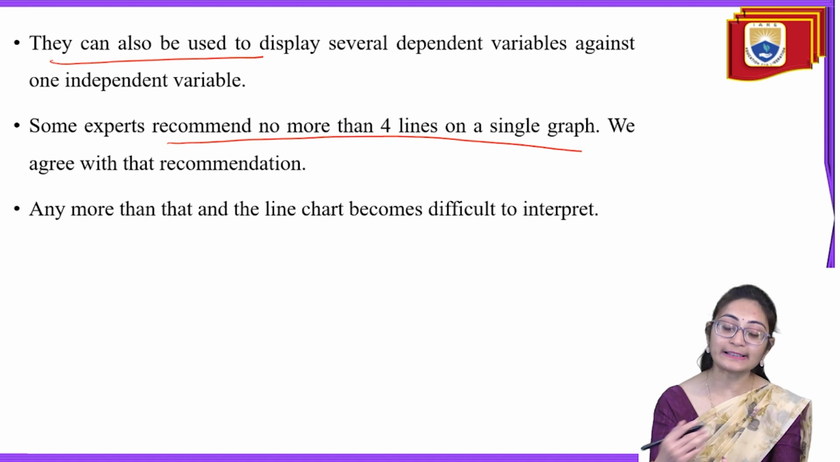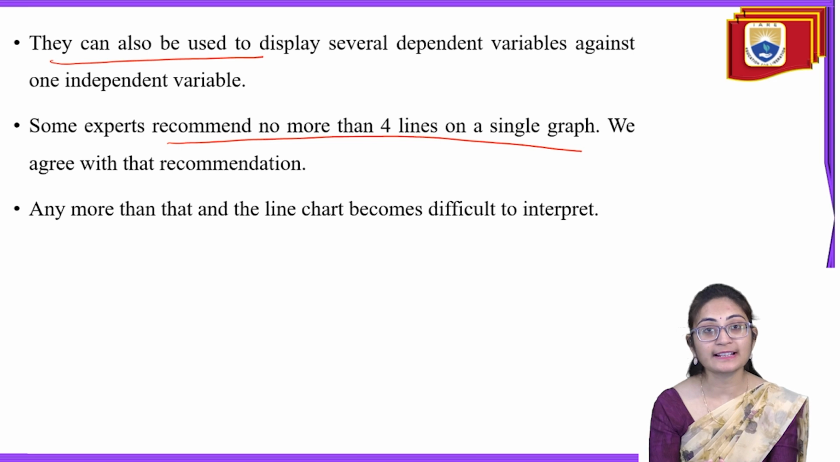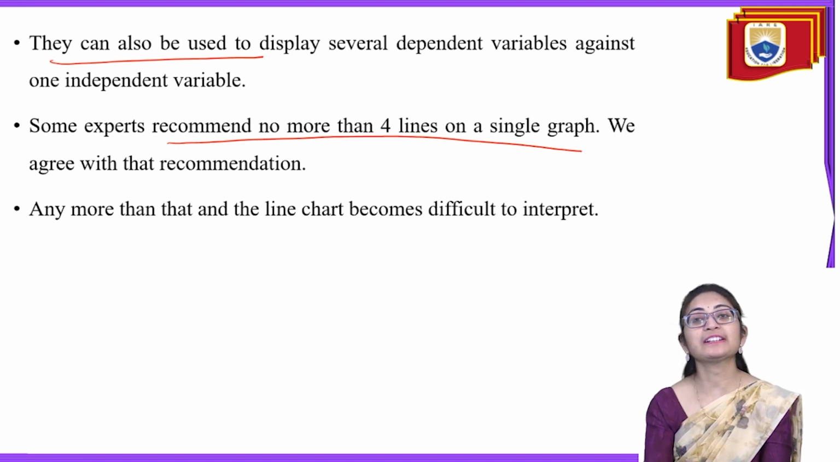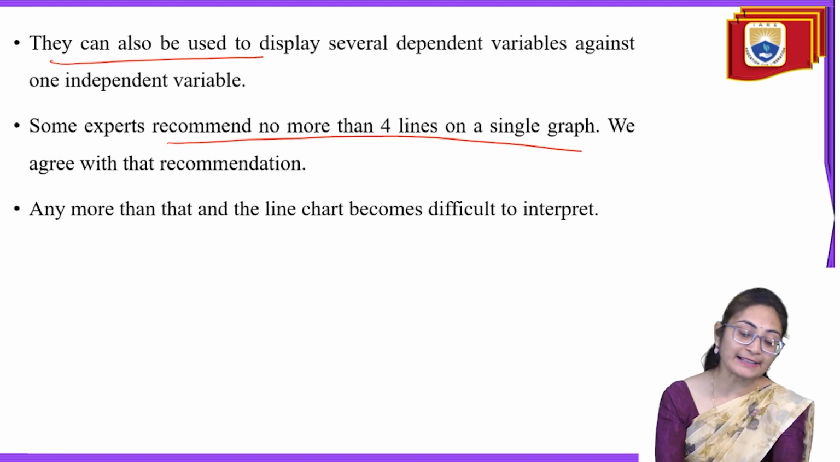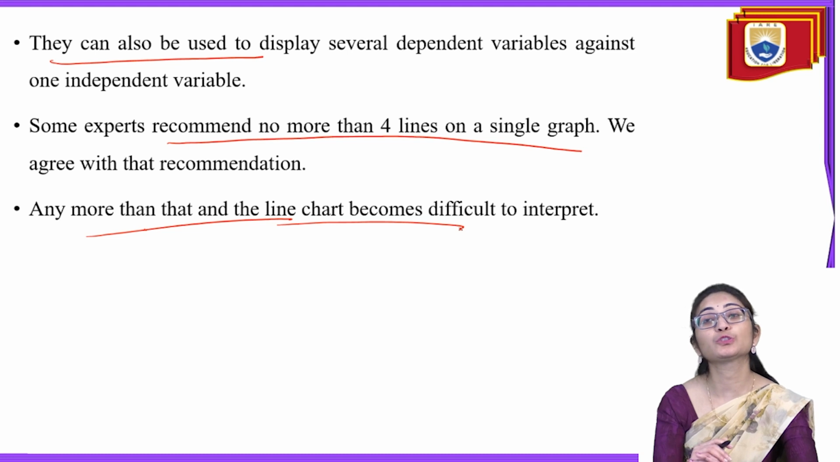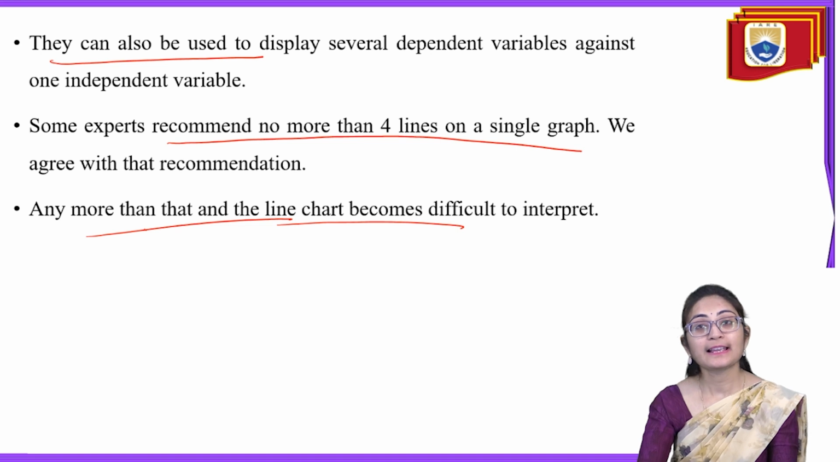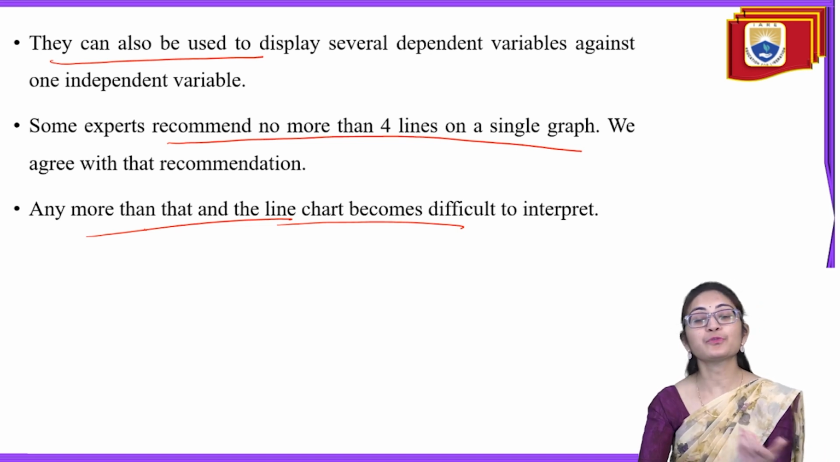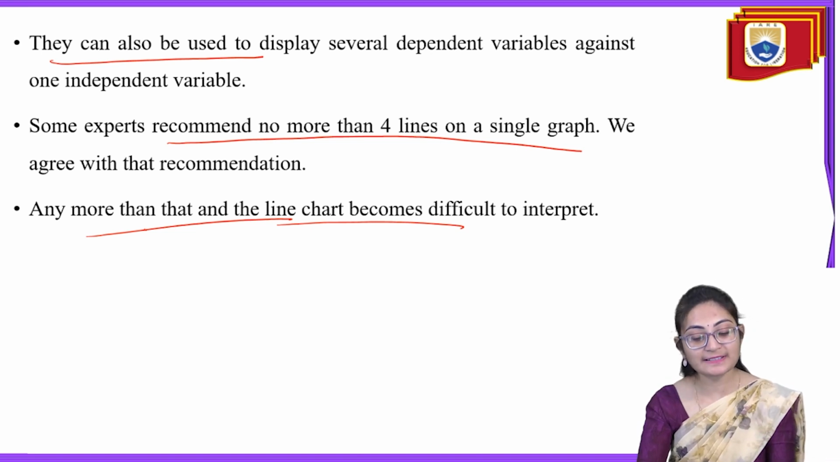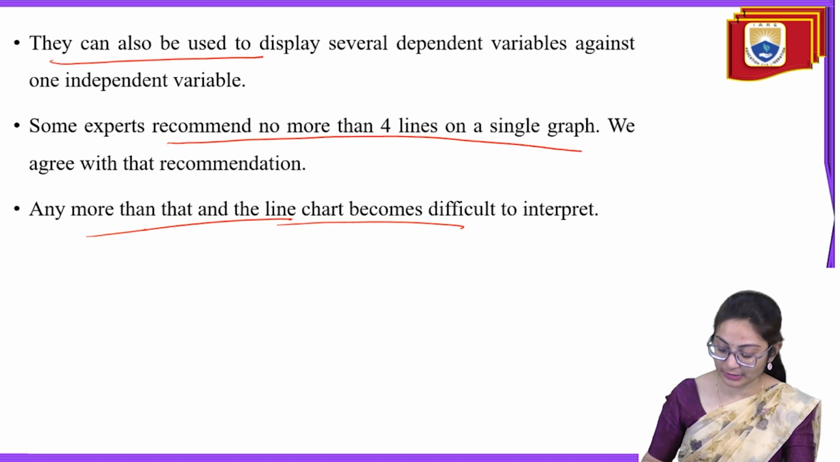Definitely, if you are using more than 4 lines on a single graph, it will be very confusing, and it will be very difficult to read that data. Any more than that, and the line chart becomes difficult to interpret. So make sure you do not use more than 4 lines. You can use fewer than 4 lines, 1, 2, 3, 4, so it will be very easy to understand, very easy to read, and we can interpret our data. But if you are using more than 4 lines, it will be very difficult to interpret your data.